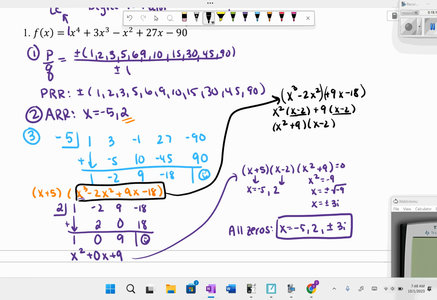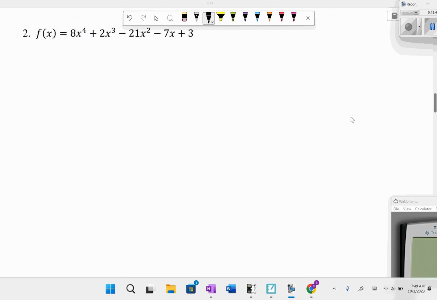So notice that it gave us those same factors. This is the x squared plus 9, this is the x minus 2, and then this one, x plus 5, was from our first one. And so we get the same answer in the end. So it's just a preference. Like I said, if you remember how to do factor by grouping, you prefer to use that, that's fine if it works. And if it doesn't work, then you're going to have to do synthetic division. All right, so that is it for this problem. Let's go to the next one.